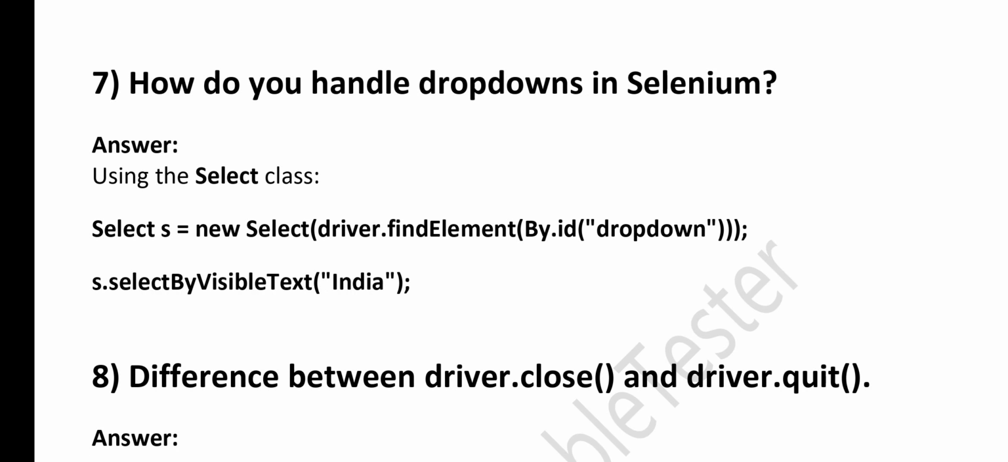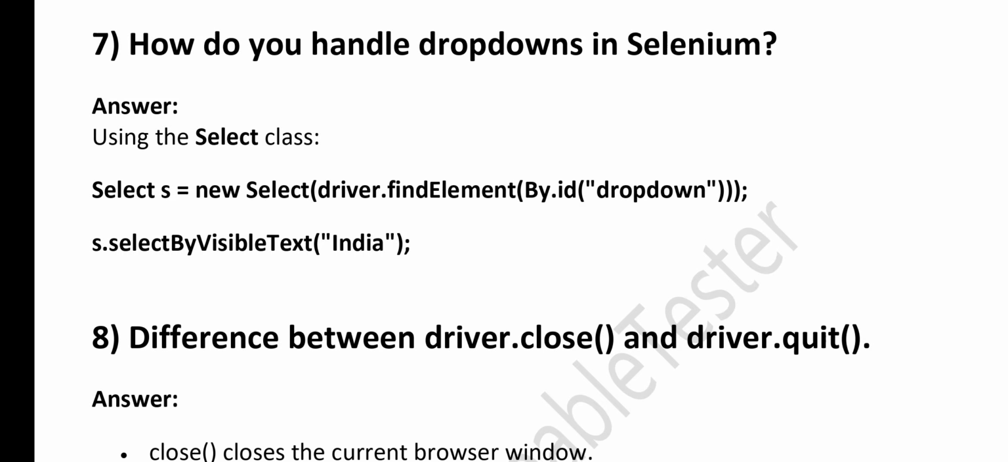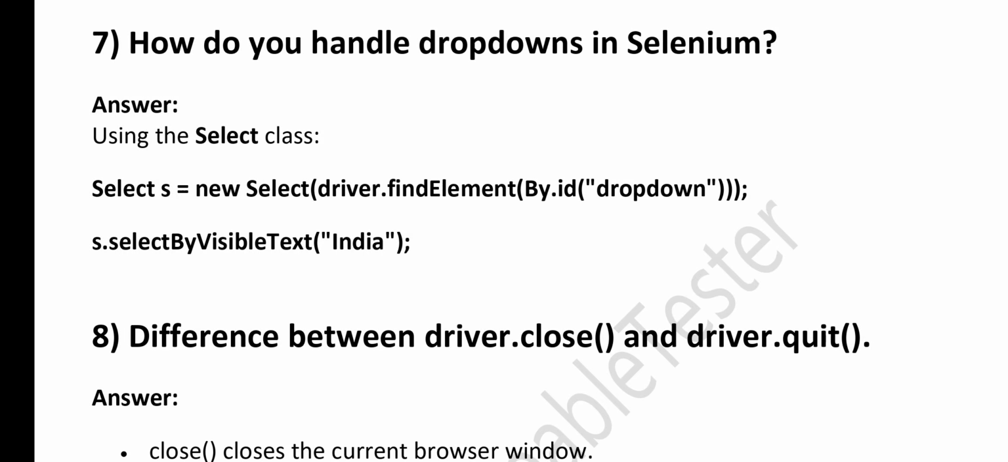How do you handle drop downs in Selenium? By using the Select class. Okay, so you can see, right, they might ask you to write the code, and there are types of ways we can handle the drop down. Select by visible text, and there are other two options, so they might ask you to write a code on this.